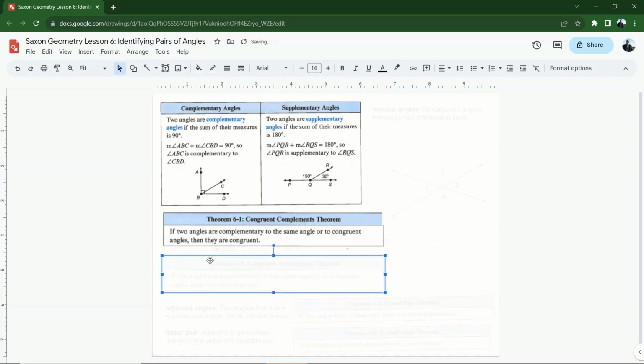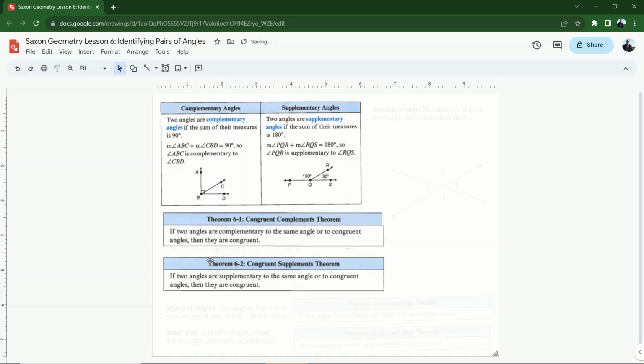And the same thing works for supplements. If two angles are supplementary to the same angle or two congruent angles, then they are congruent, because supplementary angles in the same way have to add up to 180. So if two angles add up to 180, let's say one of them is 30 degrees again. That means that the other one is 150. And if another angle is also a supplement to the 30-degree angle, it also has to have a measure of 150. So those would be congruent angles.